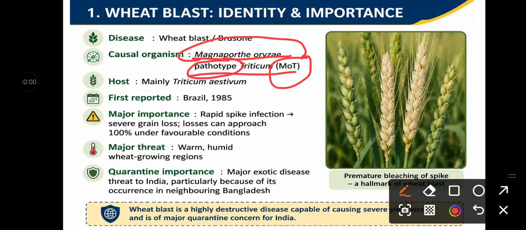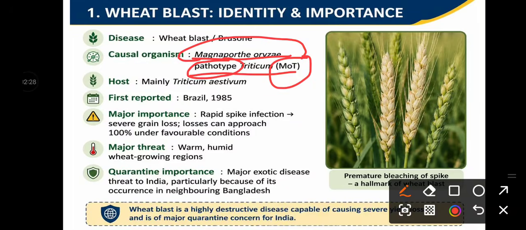I will prepare a separate video on the pathotypes of Magnaporthe oryzae, how it affects the plants, and its exact infection mechanism, because this is a very peculiar pathogen. Its mode of infection is very specific. Very important steps are there. It is a very interesting one.